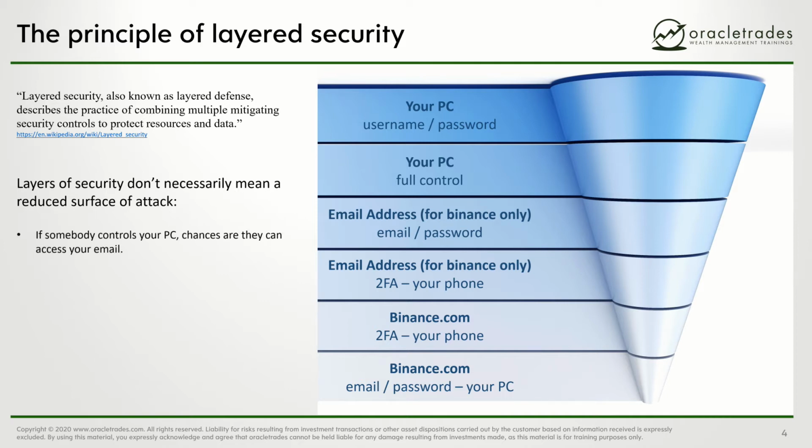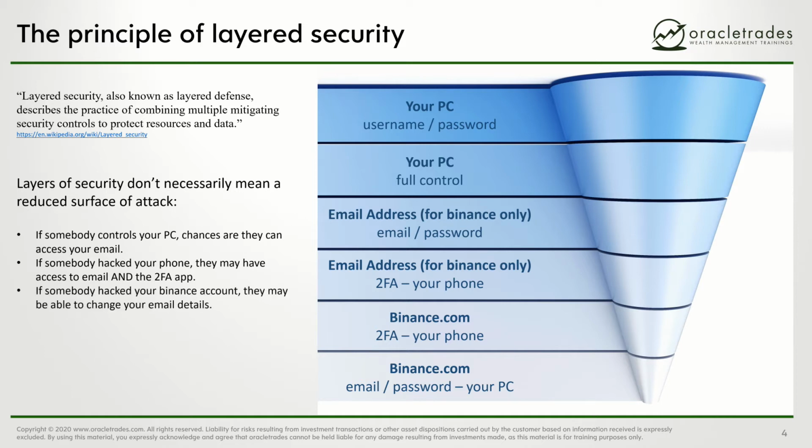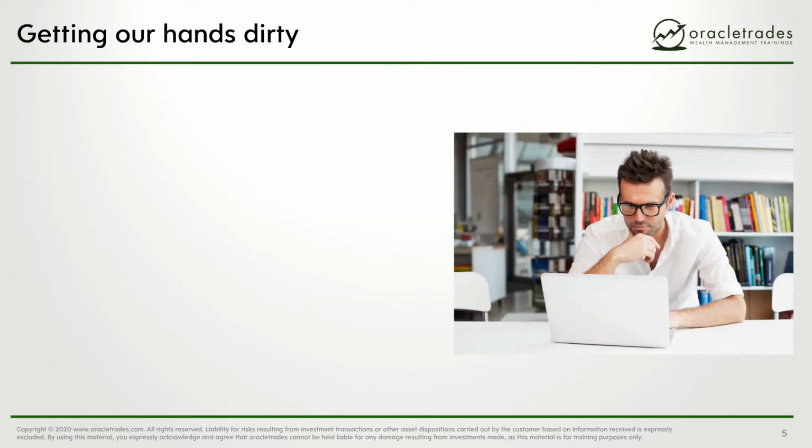If somebody controls your PC, for example, chances are they can access your email. And if somebody hacked your phone, they may have access to your email and your two-factor authentication app that we're going to talk about a bit later. And even worse, if somebody hacked into your Binance account, they may be able to change your email details, hence making that whole configuration with security of email obsolete. So the point is, you need to use all the layers in combination with each other for this to work. Let's see how we can set this up.